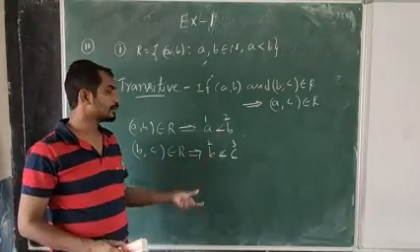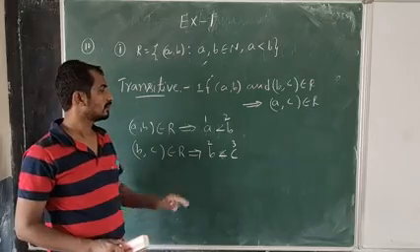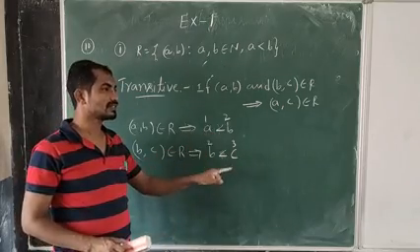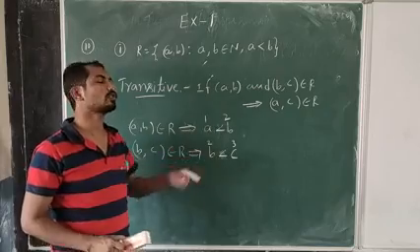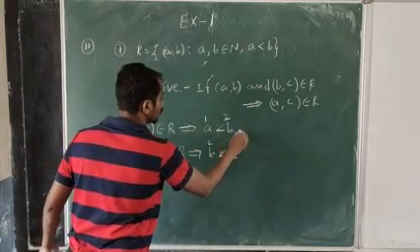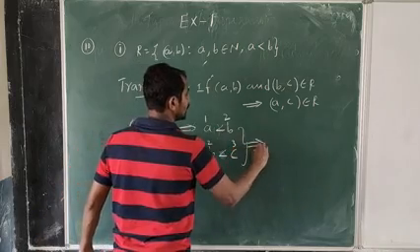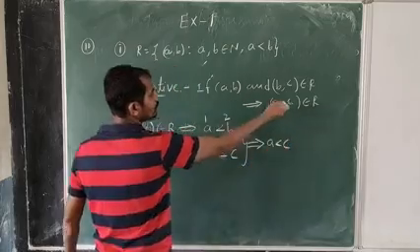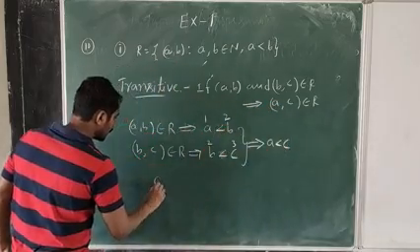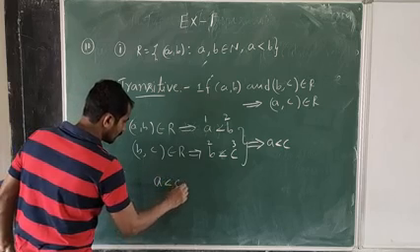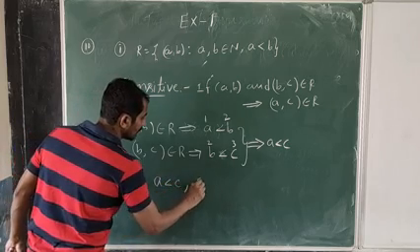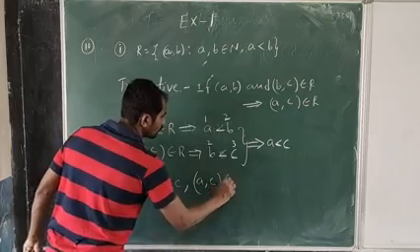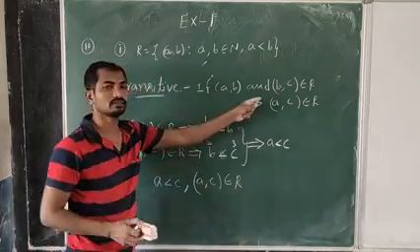Now using both these conditions, A is less than B and B is less than C, so A will also be less than C. Using both of them you can write one more condition, that is A less than C. Now A less than C means that A comma C belongs to R. That is all I have to show.